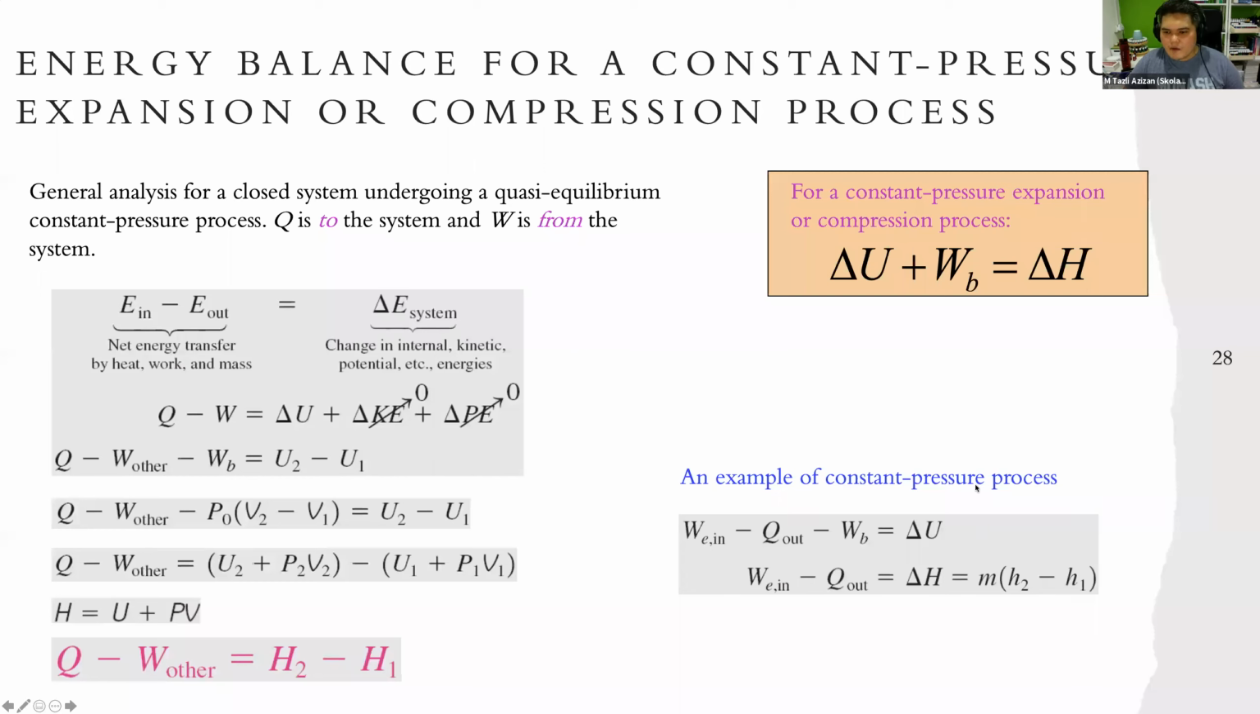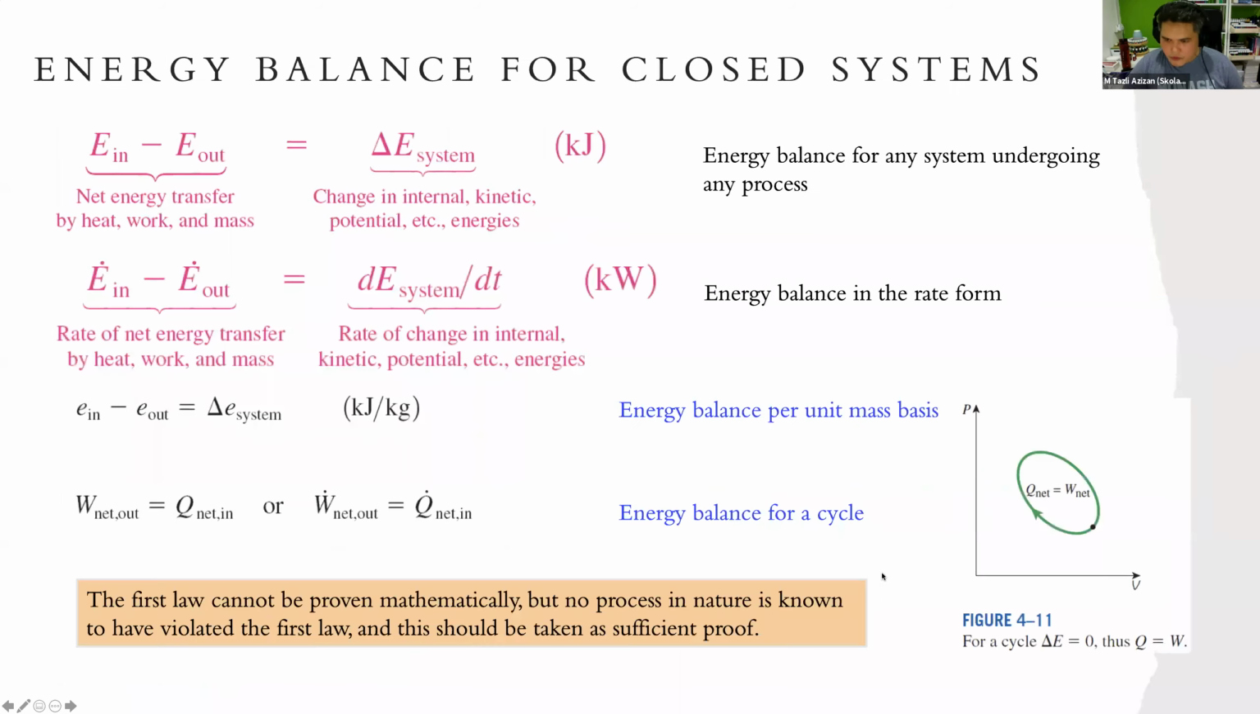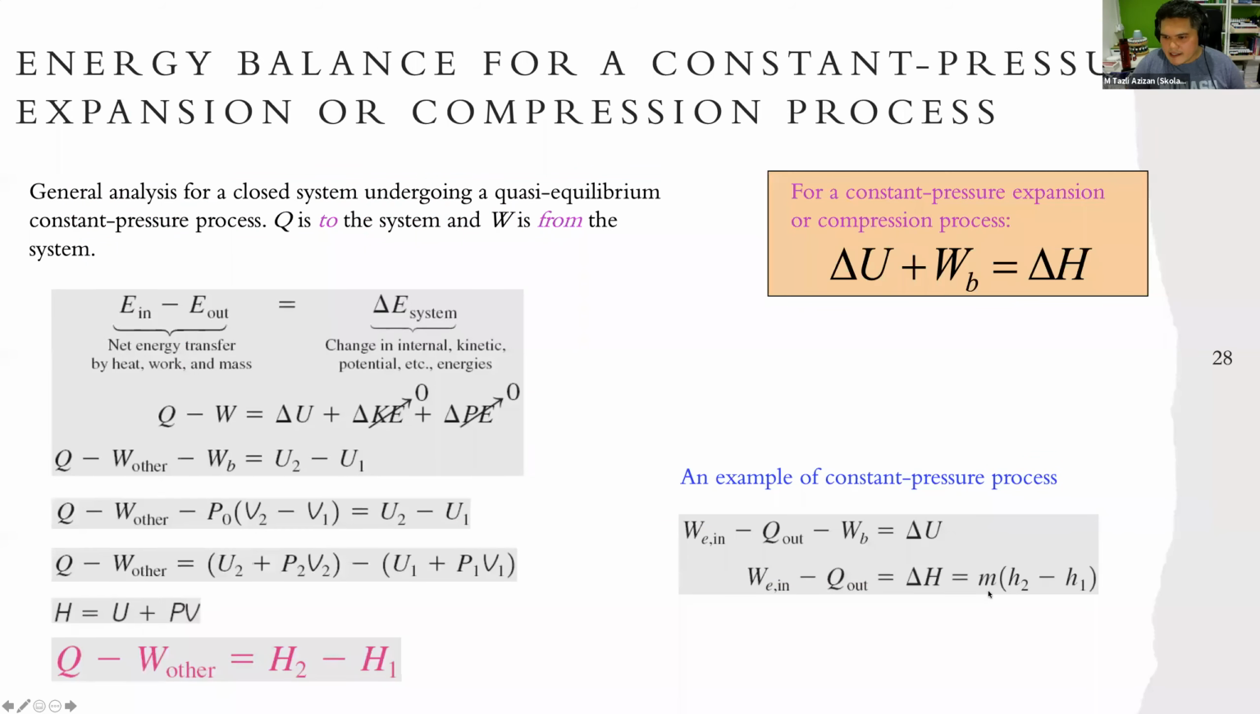So that is an example of a constant pressure process. We have work in minus Q out minus boundary work, then you'll be able to get delta U. And when you rearrange back the equation, delta U plus boundary work, you'll be able to get delta H. And delta H, in order for you to determine it, is simply mass multiplied with the change of the enthalpy.